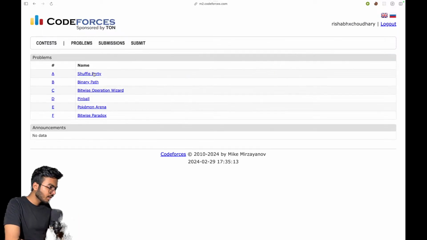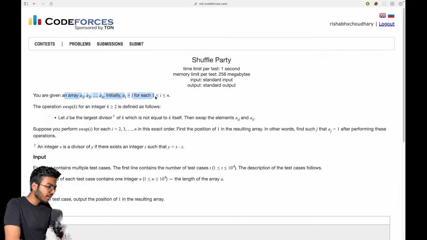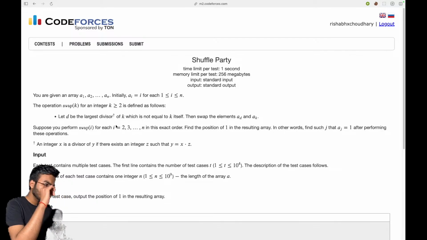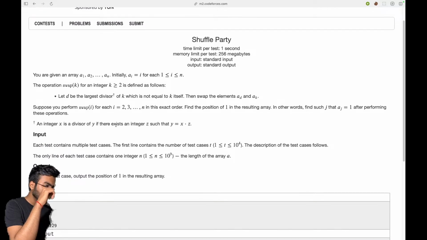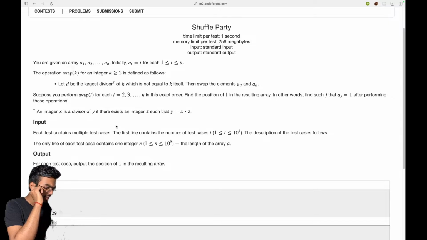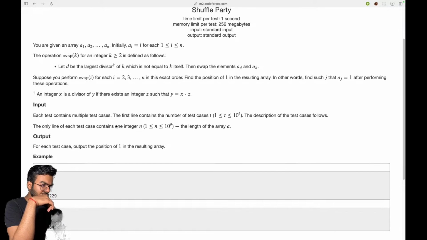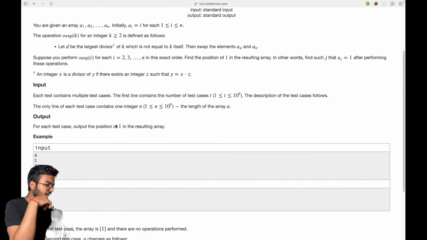Yeah. So first problem, Shuffle Party. You are given an array. Initially, a_i is equal to i for each i from 1 to n. Now the operation: we can swap the integers for k greater than or equal to 2. It is defined as: let d be the largest divisor of k which is not equal to k itself. Then swap element a_d with a_k. Suppose you swap for i equals 2 to n, and then find the position of 1 in the resulting array. In other words, we want to find j such that a_j equals 1 after performing the operations.